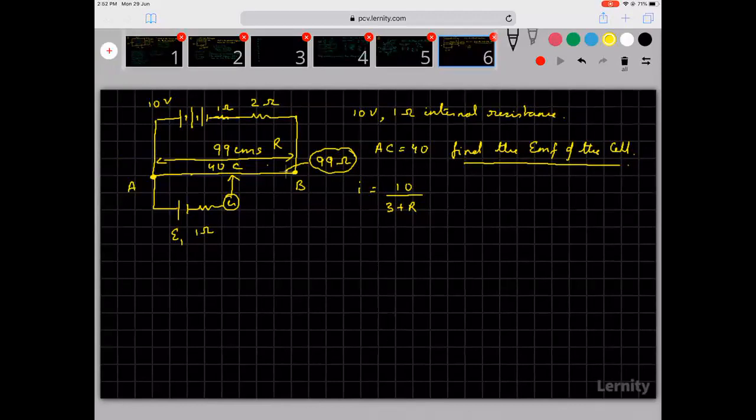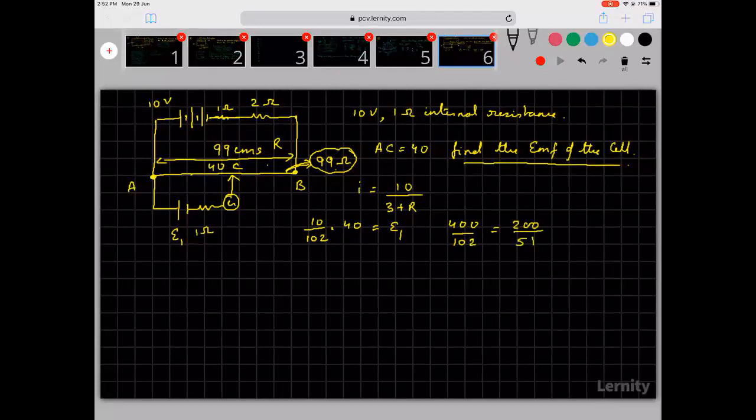It is given to you that this has 99 ohms. So 10 divided by 102 is the current. So I times 99 ohms for 99 centimeters, so for 40 centimeters it will be I times 40. That should be equal to E1. You can simplify it. It is equal to 400 divided by 102, that is 200 divided by 51, so approximately 3.9. That will be the answer.